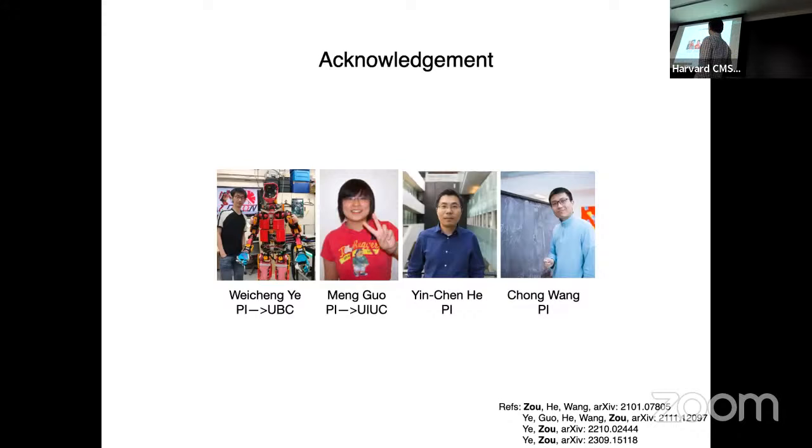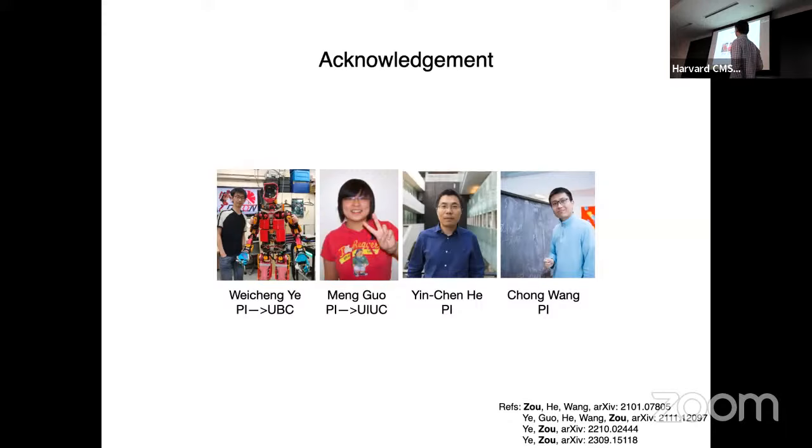This talk will be based on these references, done in collaboration with these wonderful collaborators. One of them used to be a student at PI. Now he's supposed to go to UBC as a postdoc if he can get a visa. And Meng is a professional mathematician, and also familiar are Yixing and Chong.